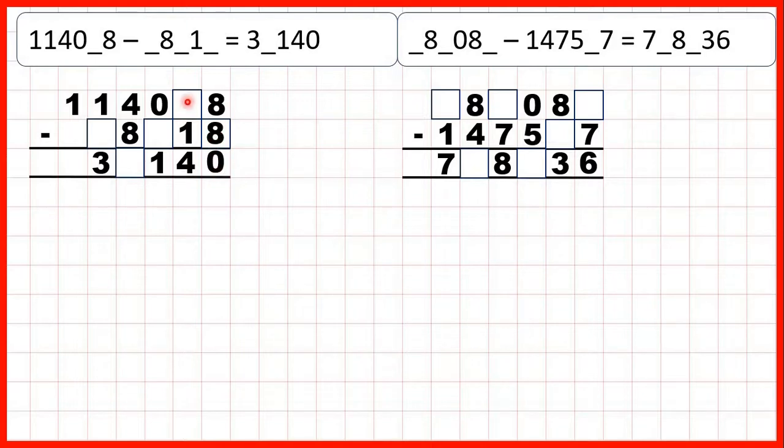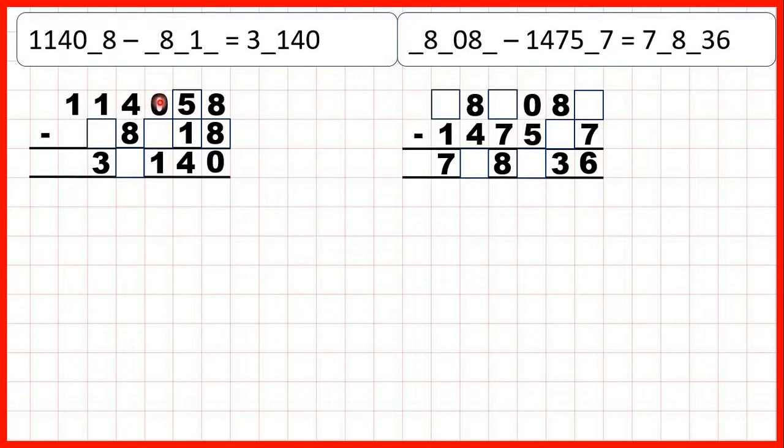Now onto our tens, we have something minus 1, and we have a 4 in our answer. 5 minus 1 is 4, so this digit here must be a 5. But now onto our hundreds, it gets a little bit trickier. We have 0 as the hundreds digit, and then something has been subtracted to leave a 1 in our answer.